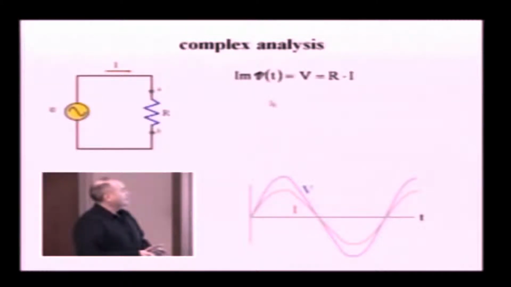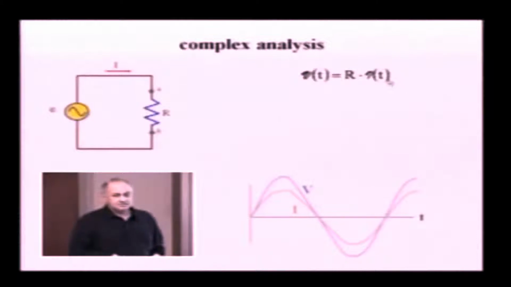So I can write that this is the imaginary part of complex voltage, and if R is real, then it doesn't matter if I have this R inside of the imaginary part or outside. So now I can conclude that complex voltage is equal to resistance multiplied by complex current.